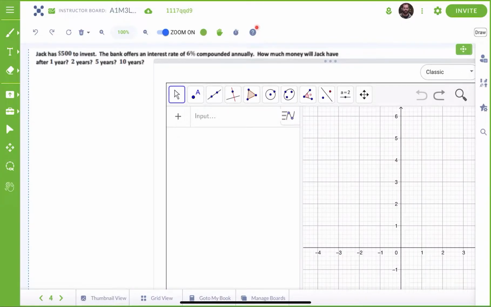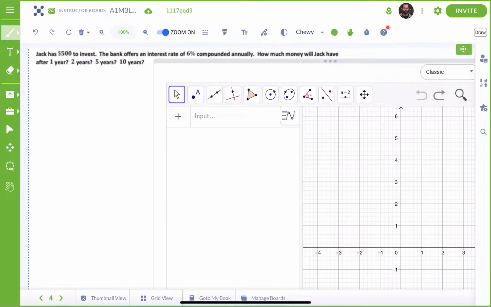Okay, so here we're going to look at compound interest, and Jack has $500 to invest, so he's putting money into the bank, and the bank's going to give him an interest rate of 6% compounded annually, which means he's going to get money from the bank by investing his money in the bank. So now we're going to look at how much money he would have after 1 year, 2 years, 5 years, and 10 years.